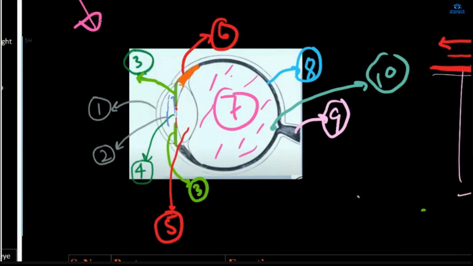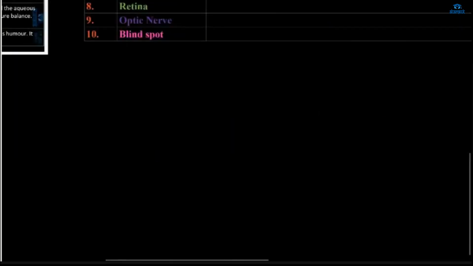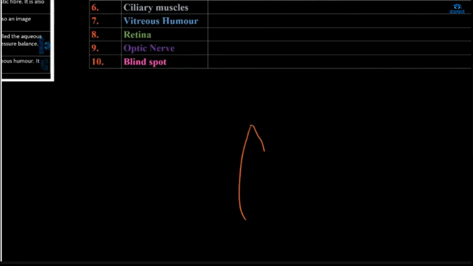Whether the focal length should be large or small depends on the ciliary muscle. If the ciliary muscle is very tightened, then the focal length of the lens will be very large. If the ciliary muscle tightens, this is your lens.